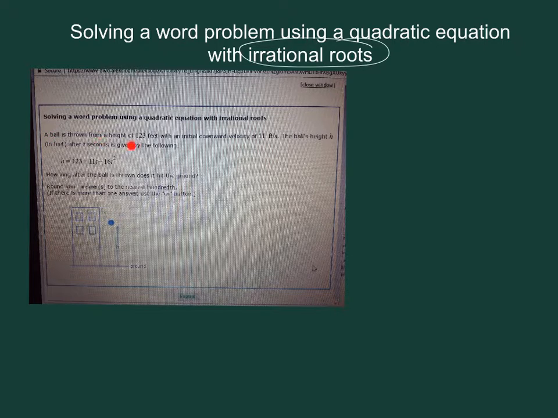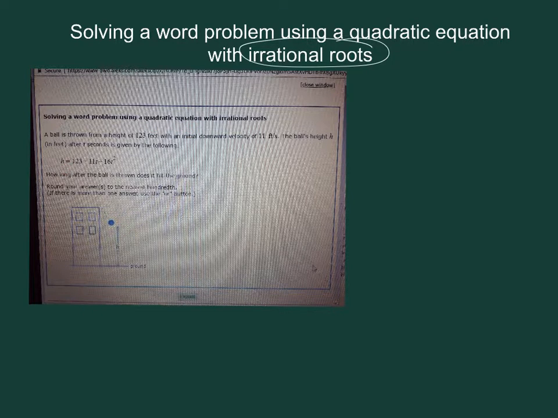A ball is thrown from a height of 123 feet with an initial downward velocity of 11 feet per second. The ball's height, h, in feet after t seconds is given by the following equation. Now you look at that and you can already see, oh, I got a t squared, a t, and a constant. Oh, this is a quadratic equation right here. Well, it's also nice to know that it's also given to you here in the fact that it says quadratic equation.